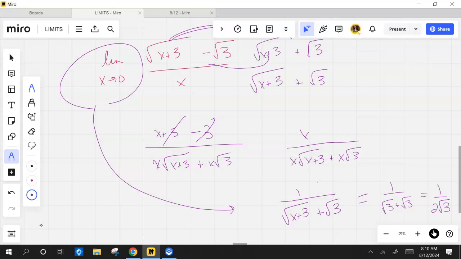So if you put that on your calculator, that's what you get on the calculator. That's right. Number 5, what was that?